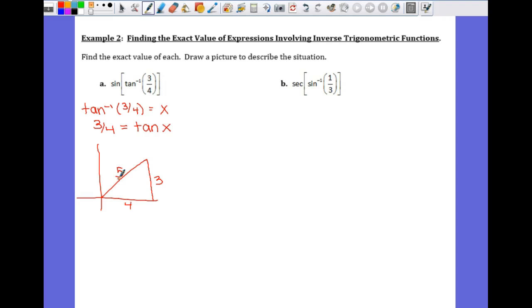So again, 3, 4, 5 triangles are easy. It's our Pythagorean triple. You don't even have to do the Pythagorean theorem. This is where the x is living. I probably shouldn't pick x; I should pick theta, because I have x on the horizontal and y. So now the inverse tan of 3/4 is talking about this angle here. Then it's asking, what is the sine of that angle? So sine is opposite over hypotenuse.